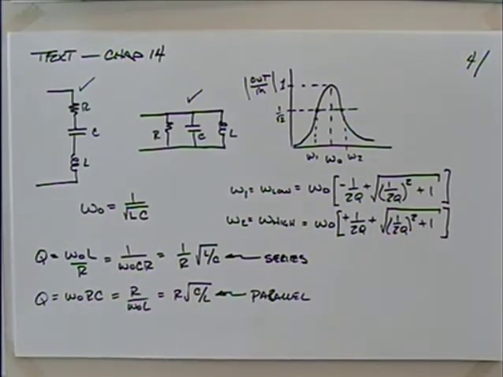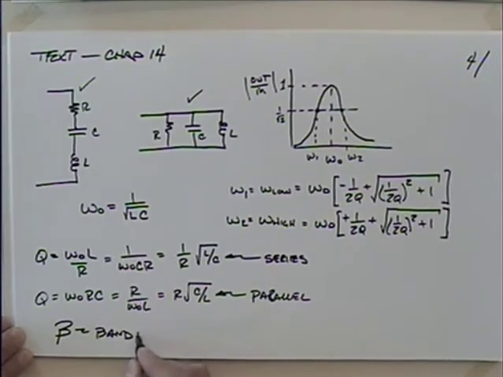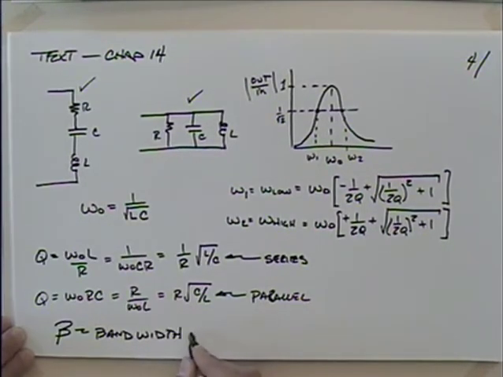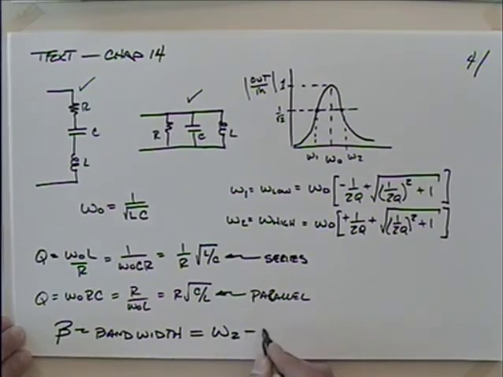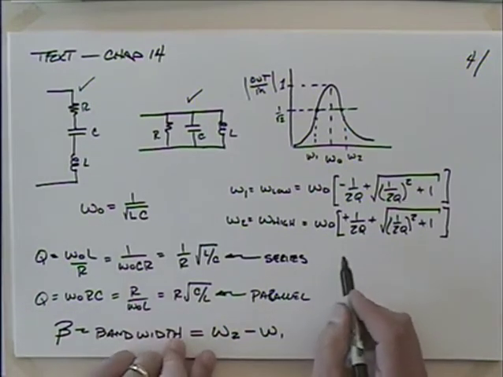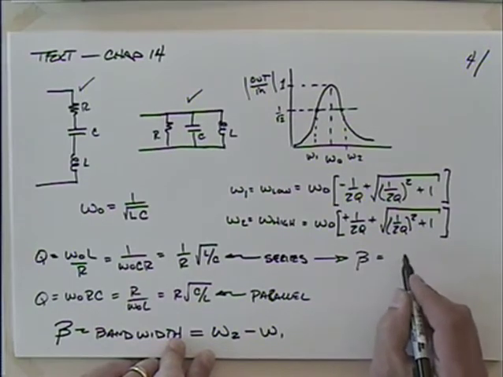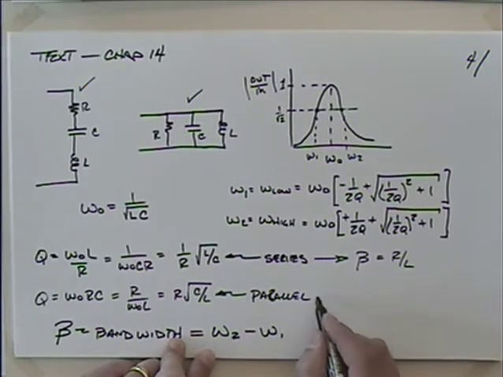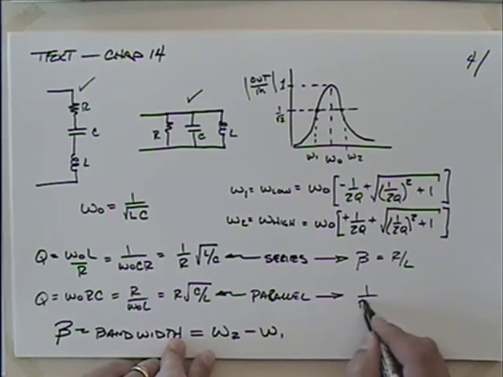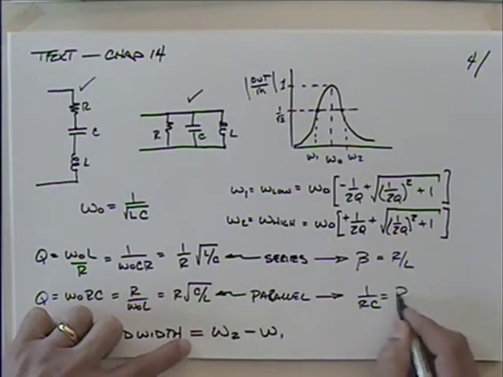Okay, for parallel. The reason we wanted omega 1 and omega 2 is we know that the bandwidth, usually given the symbol beta, was equal to omega 2 minus omega 1. We could also, if we're looking at series and parallel, while we're up here with series, say that the bandwidth beta would be equal to R over L, and for parallel, we could say that it was 1 over RC is equal to the bandwidth.